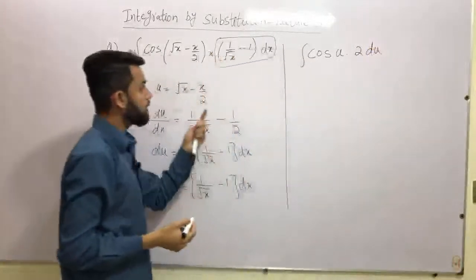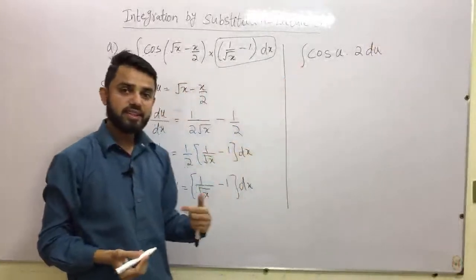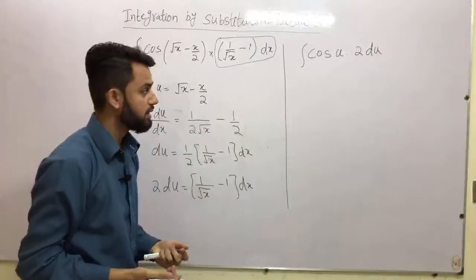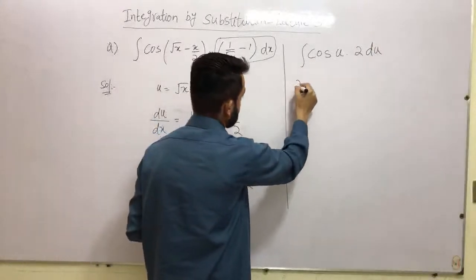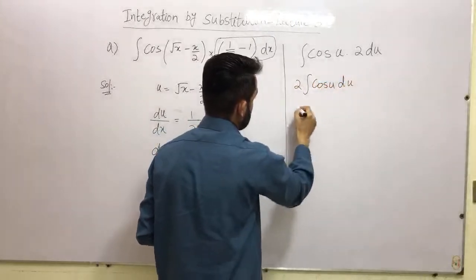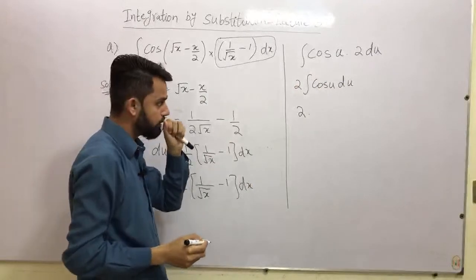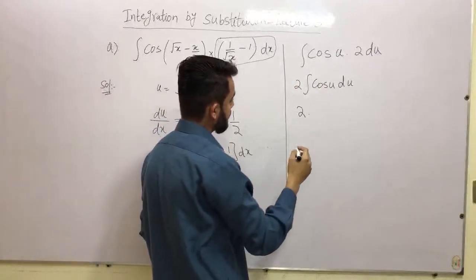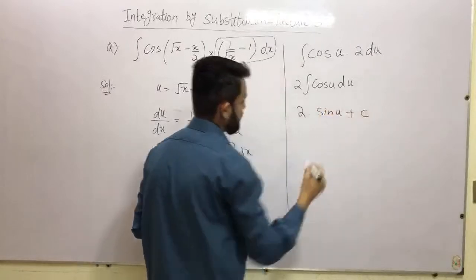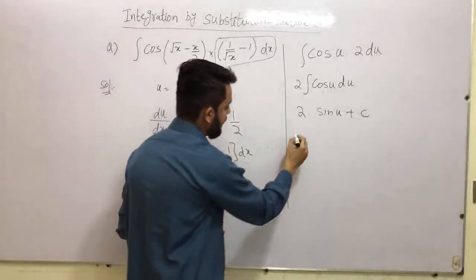Now look at these two integrals, and you will realize that your question has become simpler than it was earlier. So you can take 2 out and write 2 cos u du, and we know that the integration of cos is sine, so you can write sine u plus c. Not to be neglected: the constant of integration is very important since we are solving an indefinite integral.